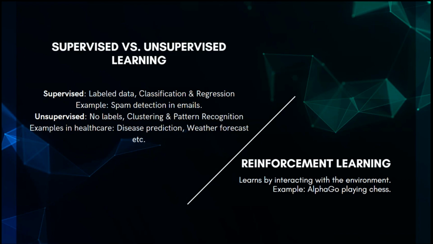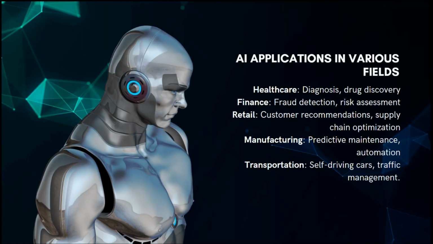So let's move to the next slide. Right now, there are multiple fields in which artificial intelligence applications are working. If we talk about healthcare, finance, retail, manufacturing, and transportation, there are various fields, not only these five. There are also aeronautics, space, and all those things where AIs are working.